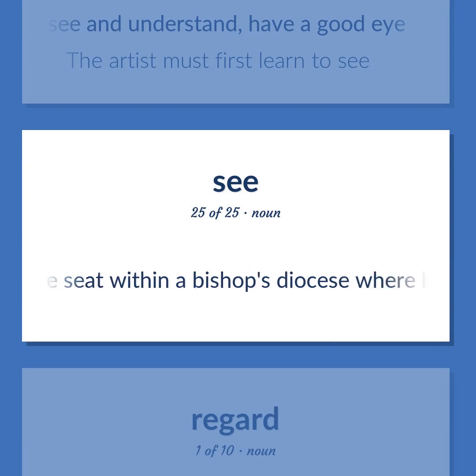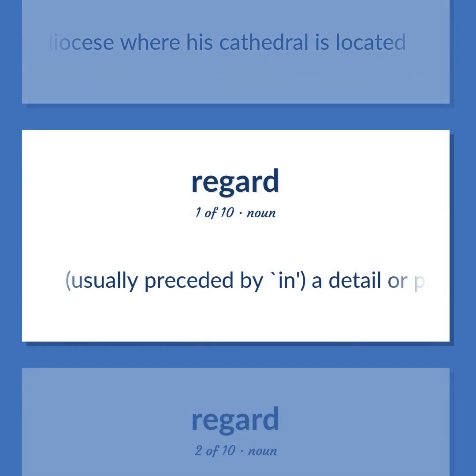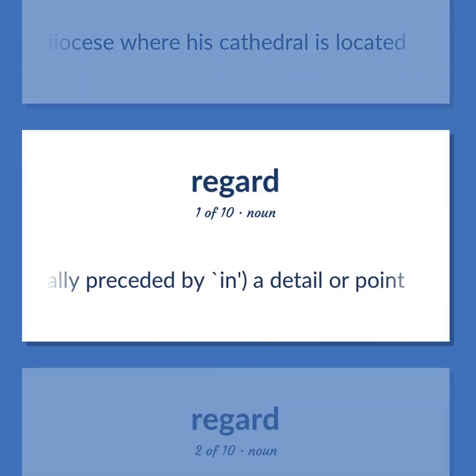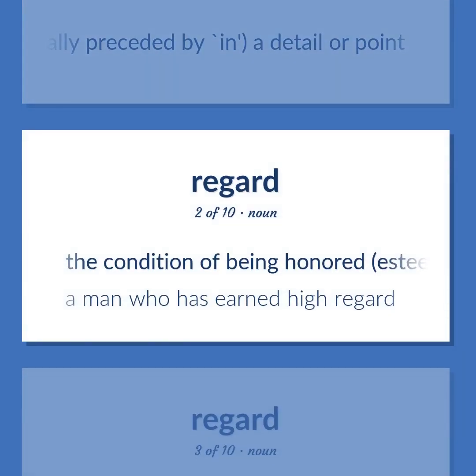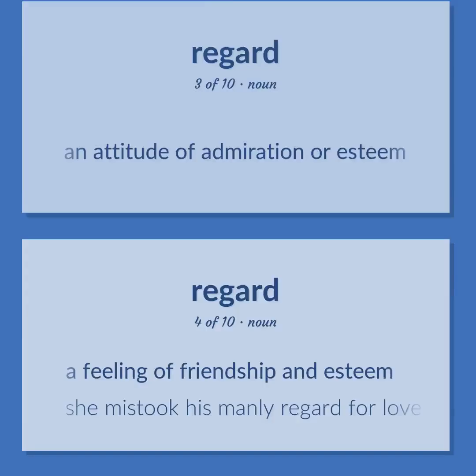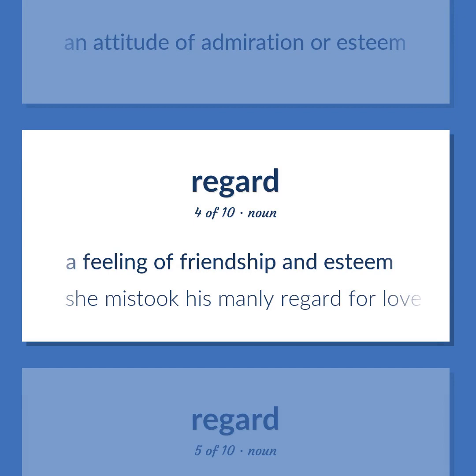The seat within a bishop's diocese where his cathedral is located. Usually preceded by, in, a detail or point. The condition of being honored, esteemed or respected or well regarded. A man who has earned high regard. An attitude of admiration or esteem. A feeling of friendship and esteem. She mistook his manly regard for love.